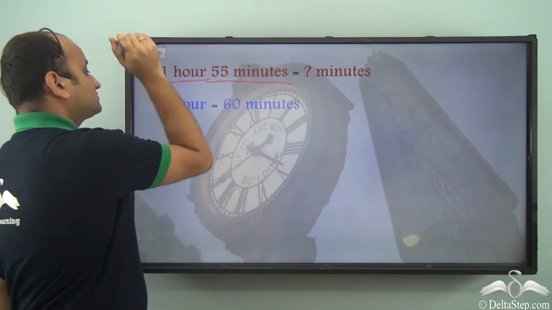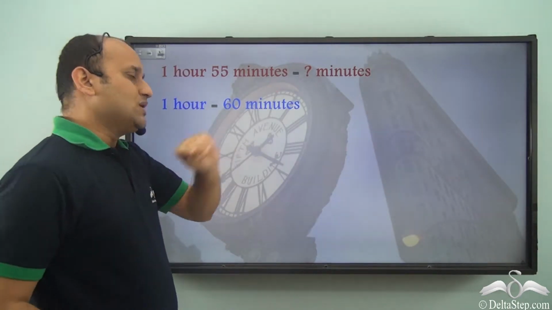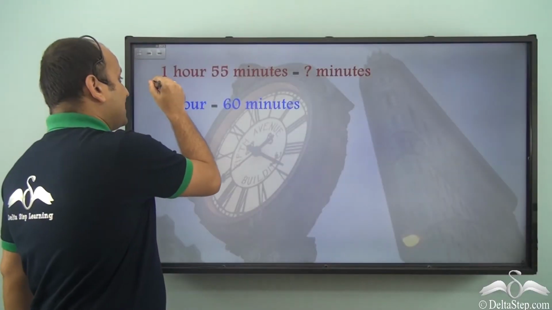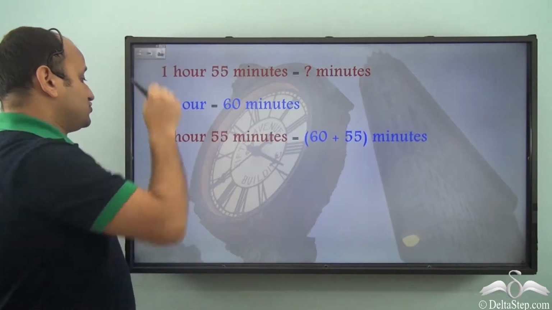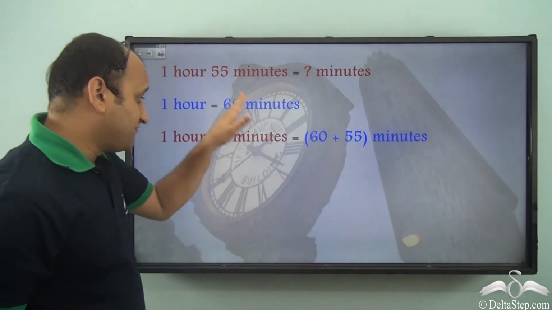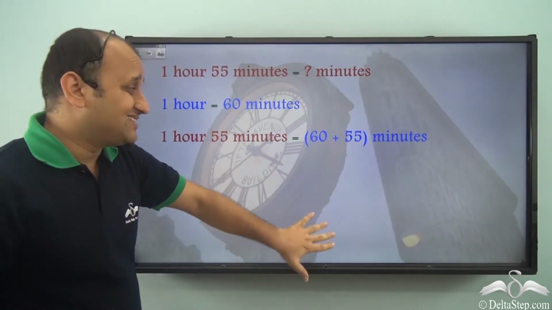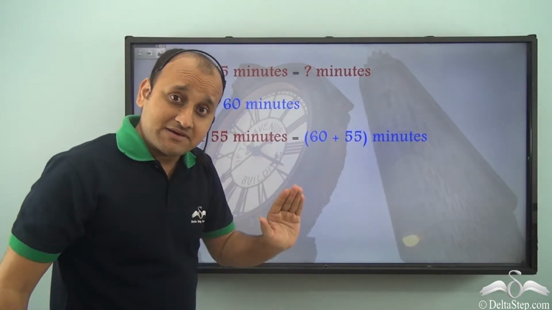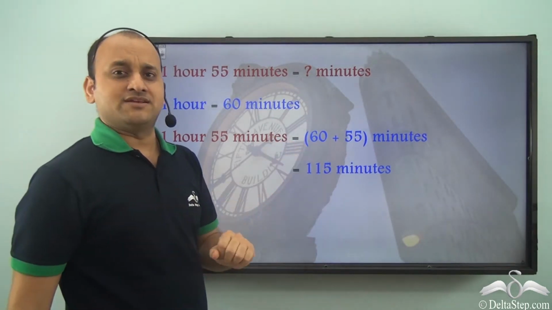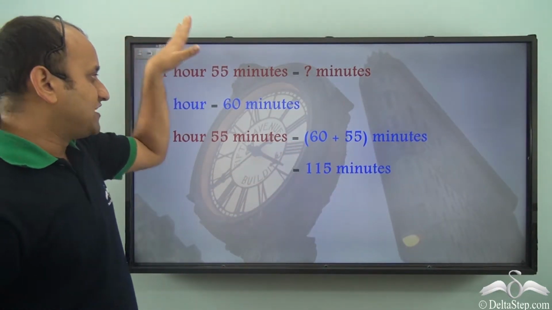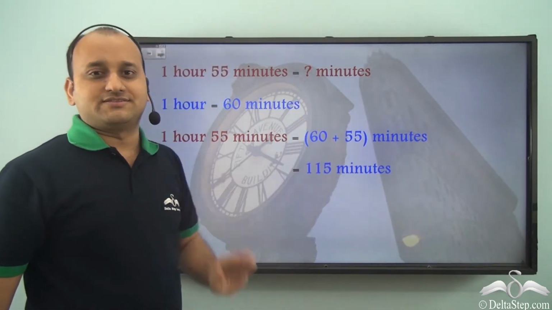Now what is the conversion? Conversion is 1 hour is equal to 60 minutes. So this 1 hour will be nothing but 60 minutes. So we can write 1 hour 55 minutes as 60 minutes plus 55 minutes, that is 60 plus 55 minutes, which is 115 minutes. So 1 hour 55 minutes is 115 minutes.